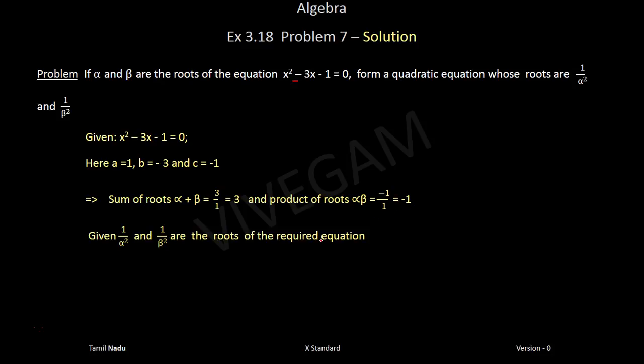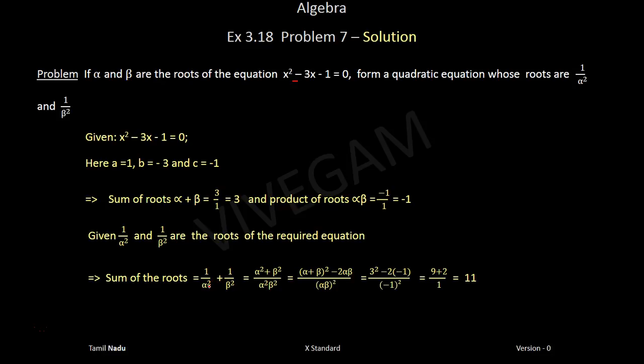Now we are given 1 by alpha square and 1 by beta square are the roots of the required equation. So to find the required equation, we need to know the sum of the roots and the product of the roots. So let's calculate the sum of the roots, that is 1 by alpha square plus 1 by beta square. Take LCM, so this will become alpha square plus beta square over alpha square beta square. A square plus b square is a plus b the whole square minus 2ab. Using that identity, alpha square plus beta square can be written as alpha plus beta the whole square minus 2 alpha beta, and the denominator can be written as alpha beta the whole square, right?